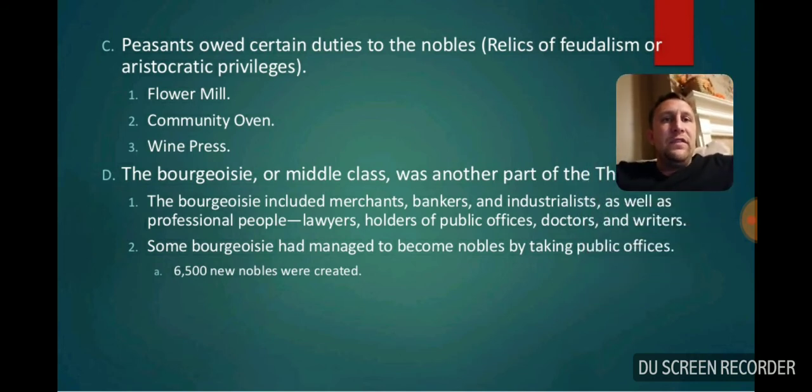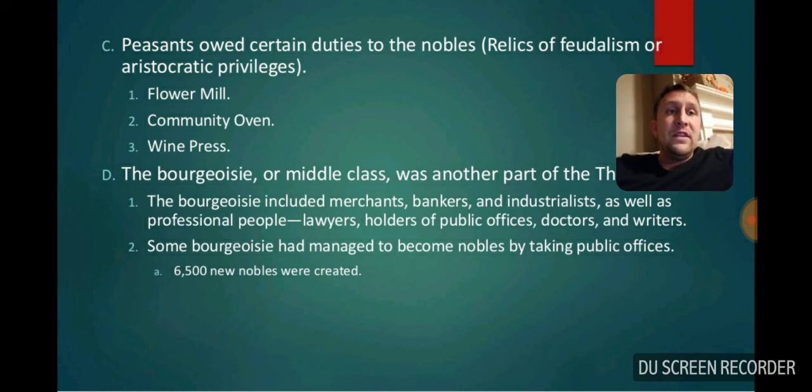All right, so the relics of feudalism. We discussed the relics of feudalism today, and we described them a little more in detail. These are the basic items that people did not have in their homes, and you can see the flour mill, the community oven, and the wine press were examples of this. Today, we went over how they paid for this: you utilized the facilities and you paid with your labor later on in the fall.